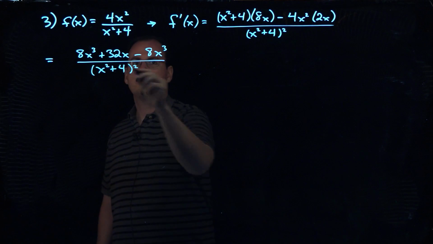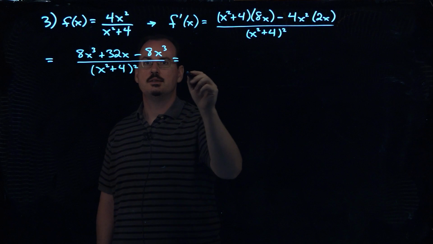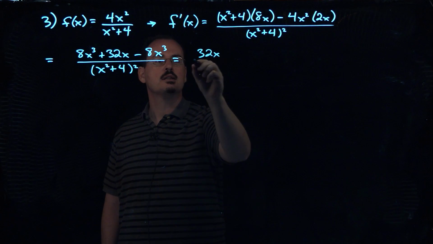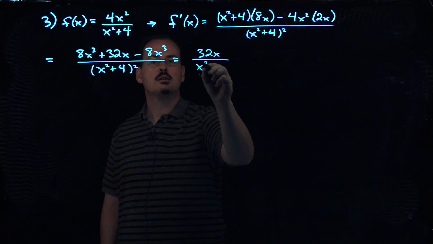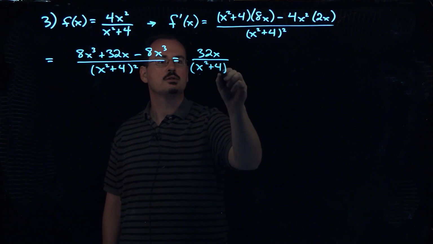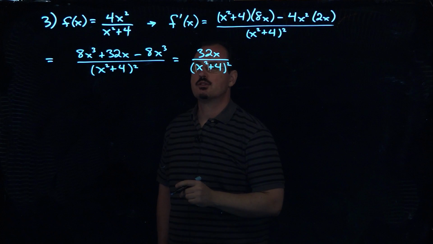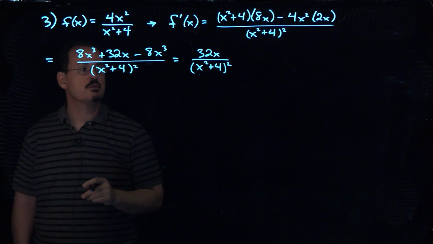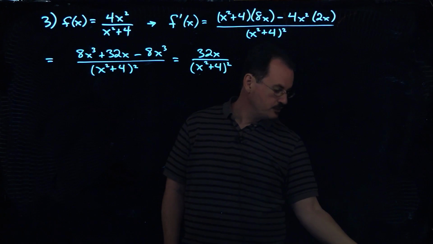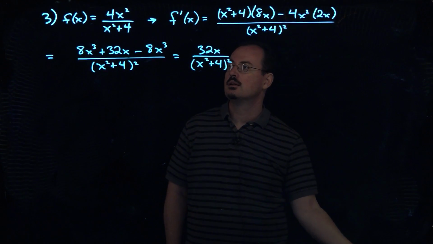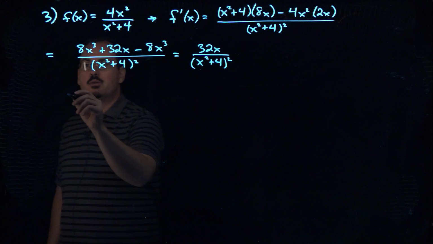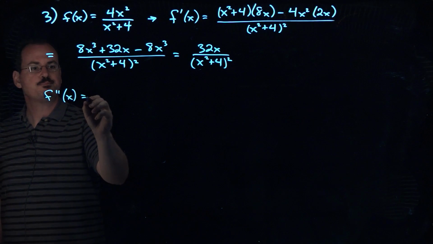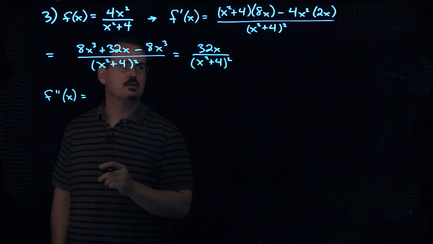Okay, notice that nice and handy, these 8x to the third power terms cancel, so we're going to have 32x over x squared plus 4 squared. Okay, so there's our first derivative. Again, all we're doing on this part is simply showing what these derivatives are, and then we'll use them in the next part. Okay, so now we need to find the second derivative, f double prime. Again, we'll have to use the quotient rule.